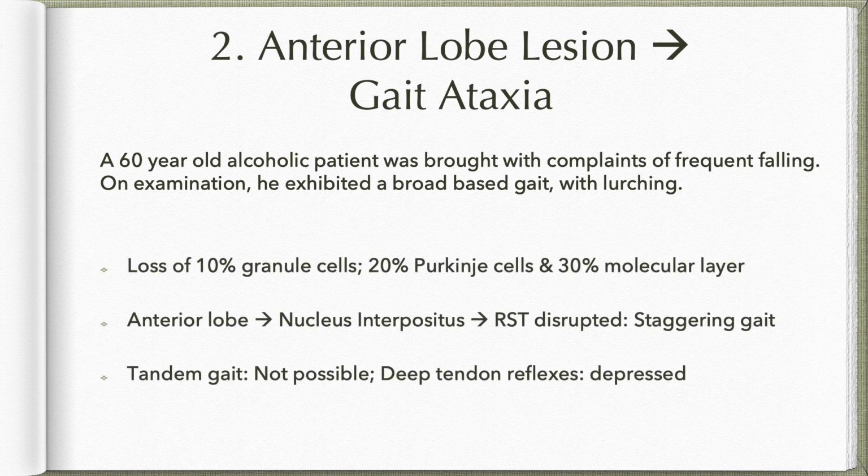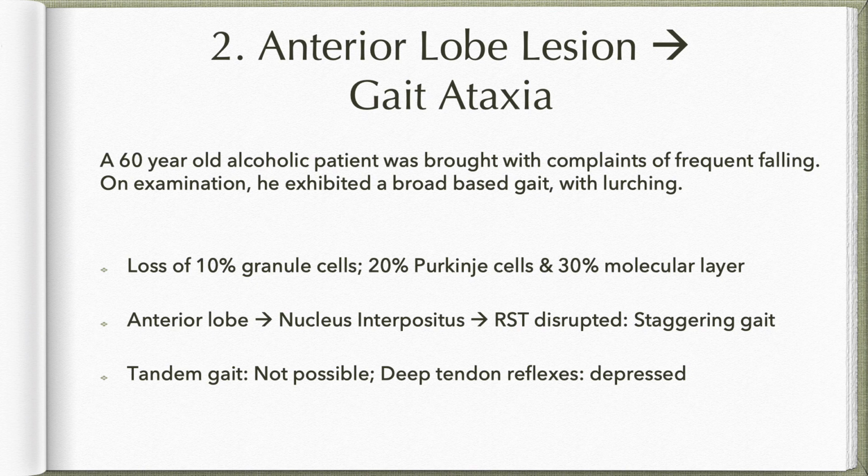By the time the patient exhibits these symptoms, he will have lost about 10% of the granule cells in the cerebellum, 20% of his Purkinje cells, and close to 30% of thickness in the molecular layer. This whole thing is because of the disruption of connections between anterior lobe, nucleus interpositus, reticular formation, and reticulospinal tract. So it is classically described as staggering gait.